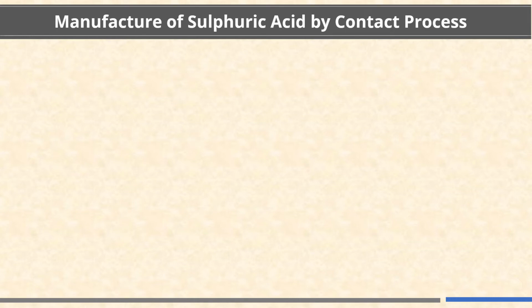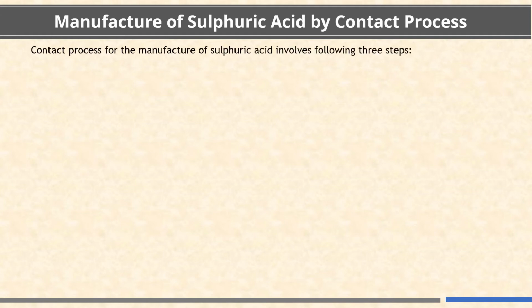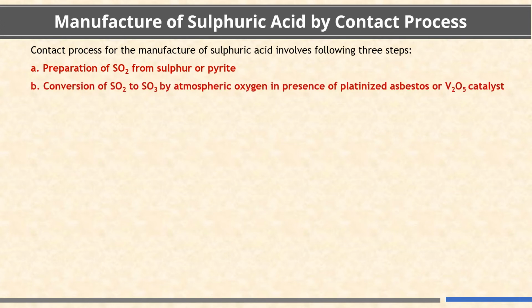Let us consider the manufacture of sulfuric acid by contact process. The contact process involves following three steps: preparation of SO2 from sulfur or pyrites, conversion of SO2 to SO3 by atmospheric oxygen in the presence of platinized asbestos or V2O5 catalyst, and absorption of SO3 by water to form H2SO4. These are the three steps.